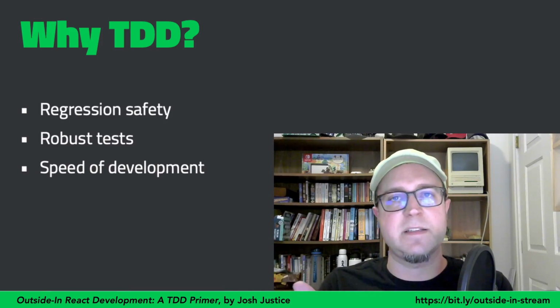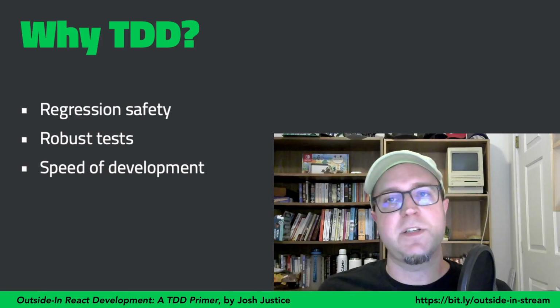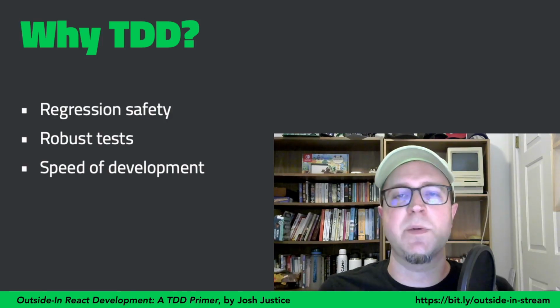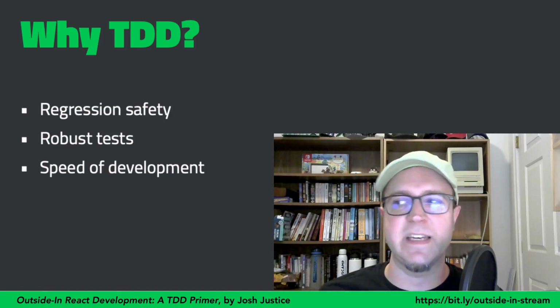You're writing code that is testable. Number two, you get robust tests. So when you're writing tests afterwards, it can be easy to write tests that break any time you change your code. And that's discouraging because then your tests aren't giving you a lot of safety and it's costing a lot.